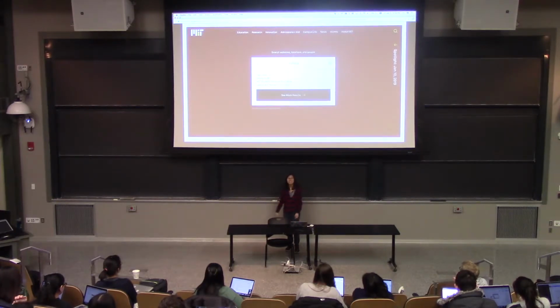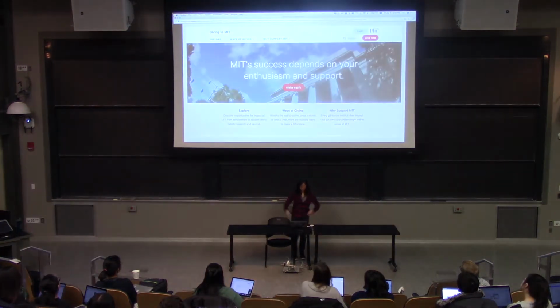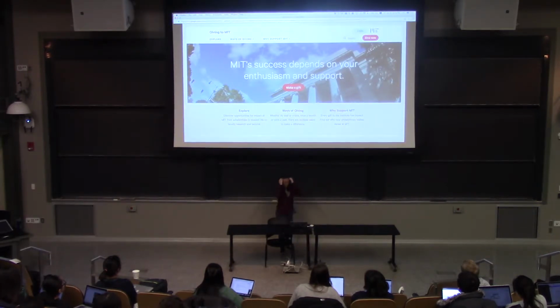From here, what do I click? If you can see that. Which one is most relevant? Giving to MIT. Yes, giving to MIT. So from here, I would probably click on that, and that brings me to this website, which then, very obviously, what would I click next? Yes, make a gift, or give now. There's two buttons. They're both red.